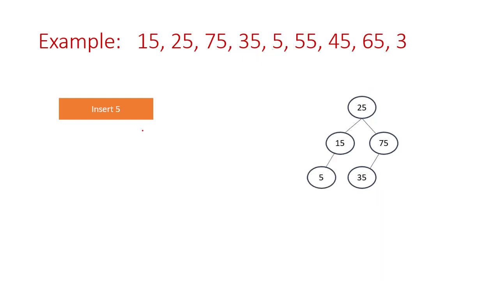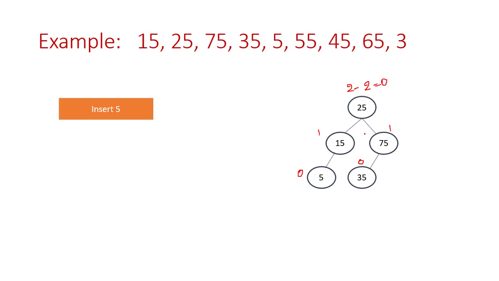Next insert 5. 5 is less than 25 and less than 15. So 5 is inserted as a left child of 15. Now check the balance factor of all the nodes. The balance factor of 5 is 0. The balance factor of 35 is 0. The balance factor of 15 is 1 minus 0, that is 1. The balance factor of 75 is 1 minus 0, that is 1 here. The balance factor of 25 is 2 minus 2, that is equal to 0.